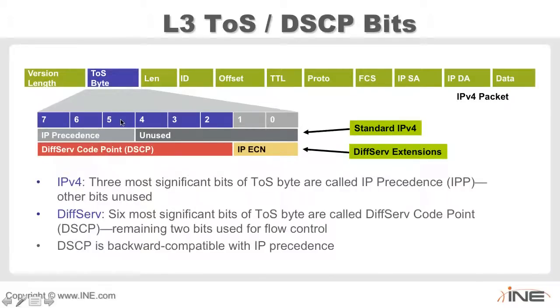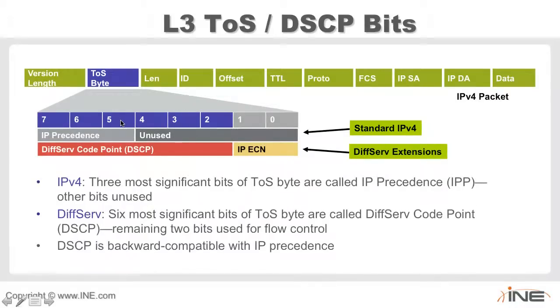So this would be the 1 bit. This would be the 2, and this would be the 4. So if I have CS1, that means that this bit is flipped on and these 2 are off. And whether that's IP precedence 1 or DSCP CS1, class selector 1, that's still just this bit flipped on, nothing else. So CS1 has nothing else here.